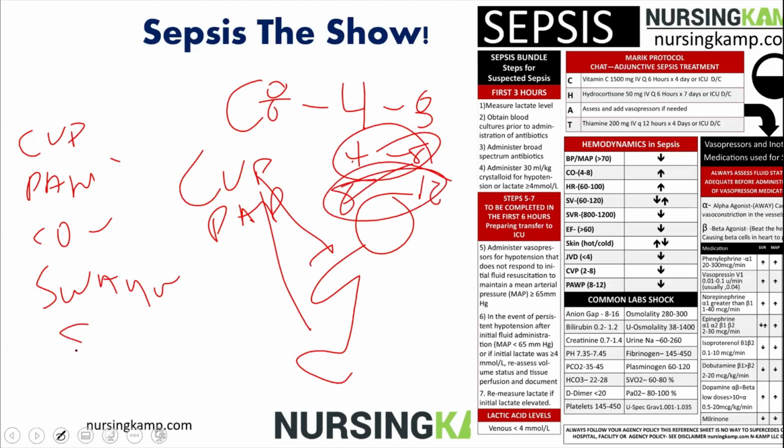All right. So then you also have SVR, which you'll be monitoring because that's the systemic vascular resistance. All right, so what else we have? We assess volume status, we measure lactic acid. Okay, and so based on this lactic acid, then you continue with it. And then that's what we do.